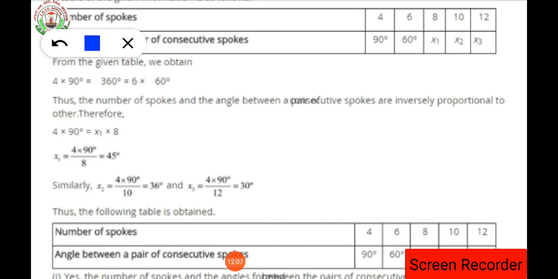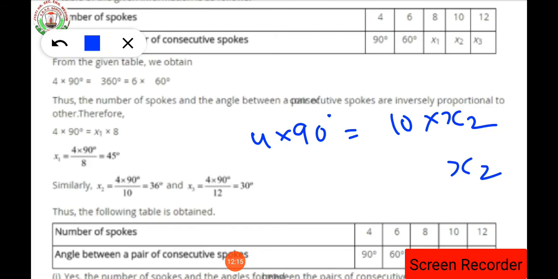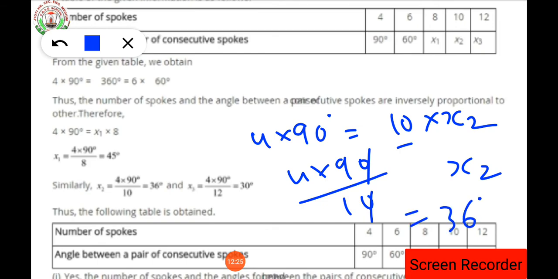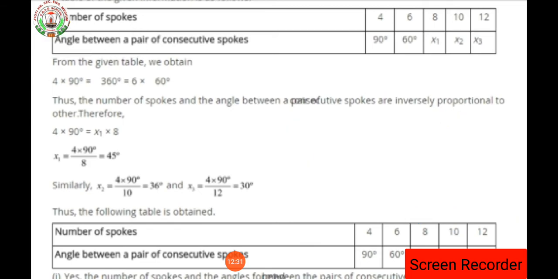In the same way, second one, 4 into 90 is equal to 10 into x2, whose value we have to find, x2, if number of spokes is 10. So 4 into 90 upon 10. So 0 0 will get cancelled. 4 into 9 will be 36, isn't it? 36 is equal to the value of x2. In the same way, x3 will be 30.